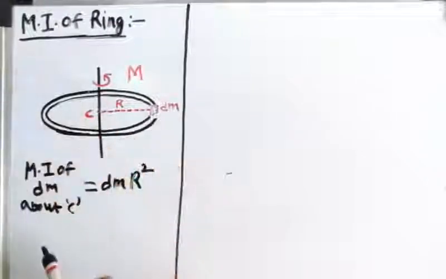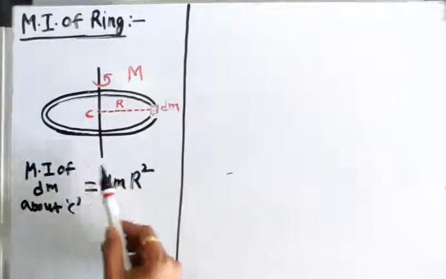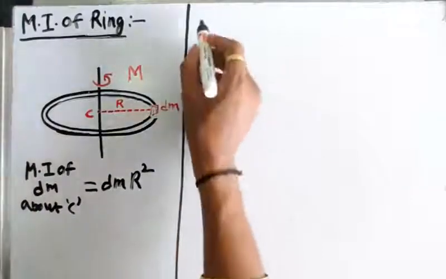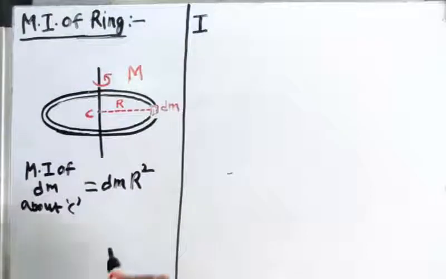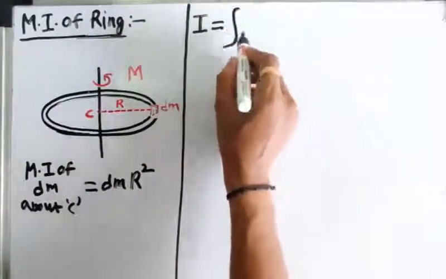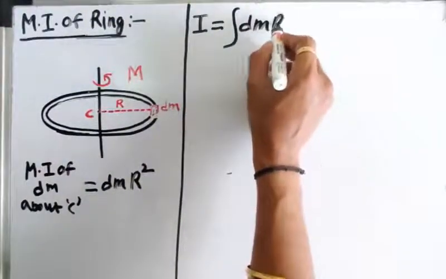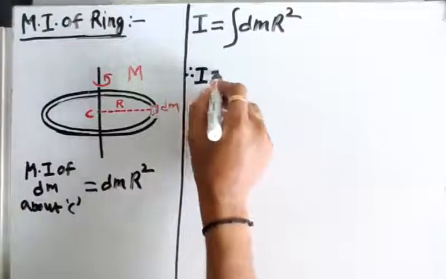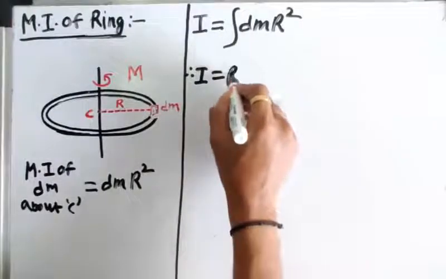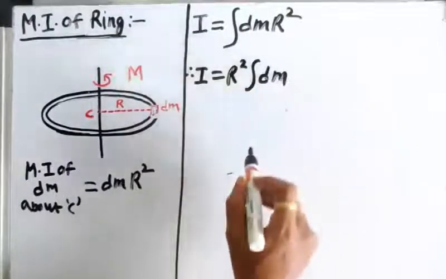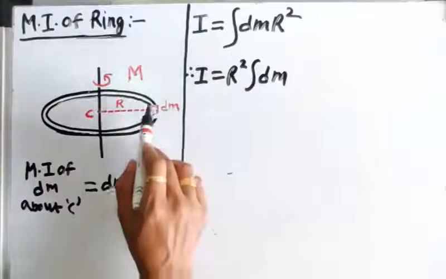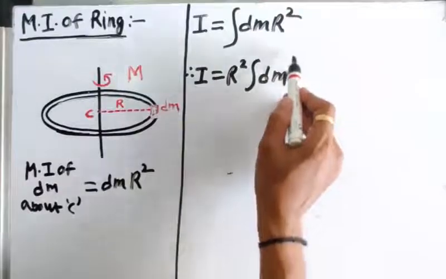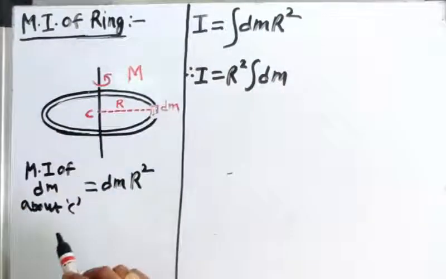Now, in order to find moment of inertia of this entire ring about the same axis of rotation, we can integrate this equation and we can write moment of inertia of the entire ring I is equal to integration of dm into r square. Therefore, we can write I is equal to r square integration of dm, as r is the radius. Now, integration of dm means addition of all the elements of this ring. So, integration of dm is going to give us the total mass of the ring.